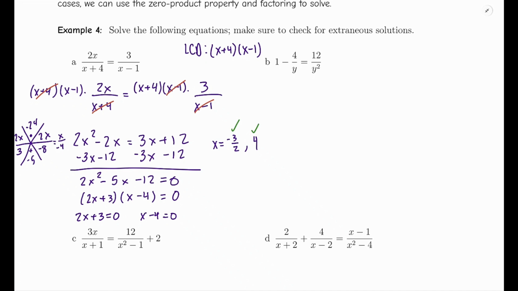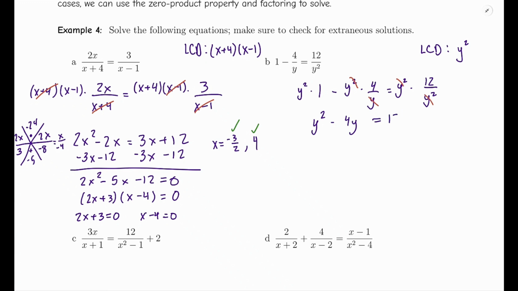Part B, 1 minus 4 over y equals 12 over y squared. The LCD is y squared. So multiply everything by y squared. We get y squared times 1 minus y squared times 4 over y equals y squared times 12 over y squared. So you get y squared. That y cancels out one of those y's. So you get minus 4y. And then those two y squareds cancel out. And we get equal to 12.